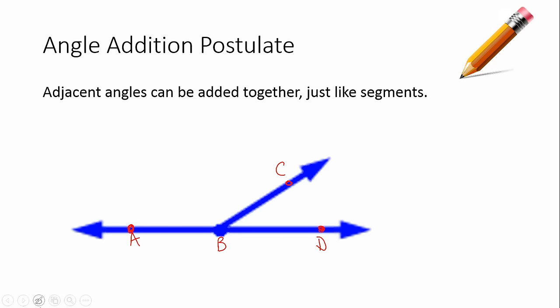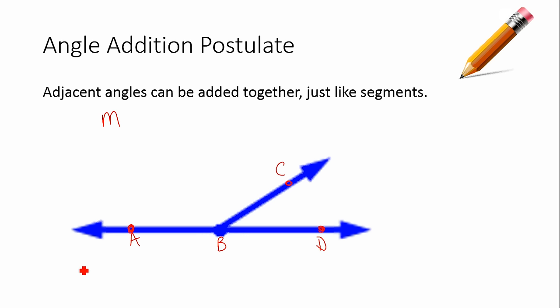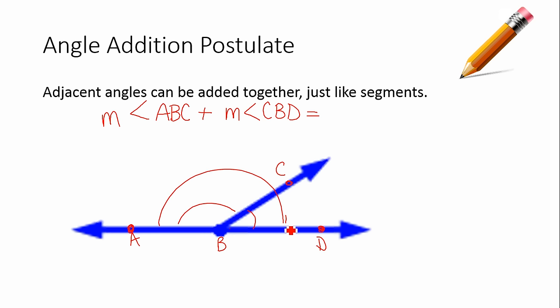So with angles though, our notation is a little different. So angle addition says I can take the measure, that's what the little m stands for, of angle ABC and add to it the measure of the angle, let's go C to B to D, and that would be equal to, so if I take the measure of this angle and I add the measure of this angle to it, that would equal the whole big straight angle that we see in this picture. So the measure of angle ABD. That's what our angle addition says.